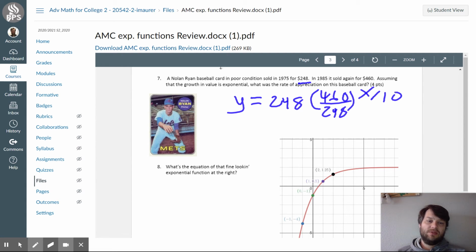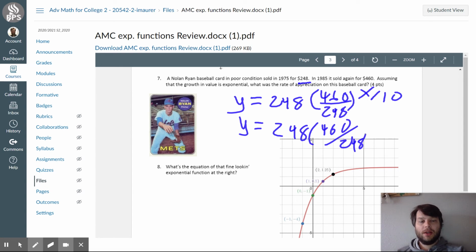I kind of like the strategy of just figuring it out for after 1 year and dividing it by the initial value. And so I'm going to plug in x equals 1. Okay, and so handy dandy calculator. Starting with the parentheses, 460 divided by 248. Raise that to the 1/10, so 0.1. And then times 248. So what do I end up with? I end up with y equals 263.80. So that's how much it is after 1 year.